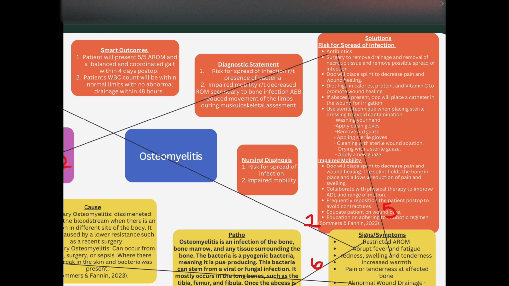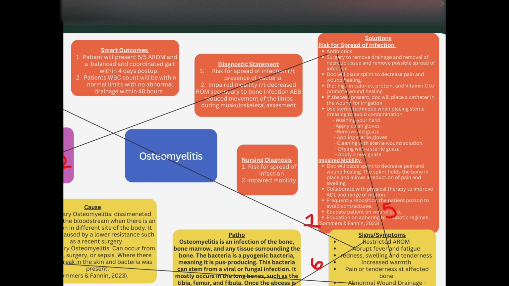And some impaired mobility solutions. Like I mentioned previously, the doc will place a splint to decrease pain and aid wound healing. This splint holds the bone in place and allows a reduction of pain and swelling. This will be really important when the patient is able to become mobile. We want to limit as much pain as possible to alleviate that fear that if they remain mobile, pain will occur. We just don't want that to be the situation.